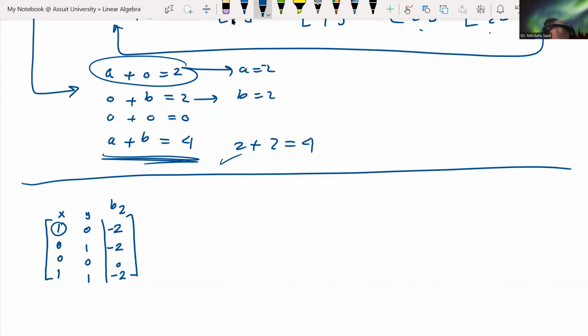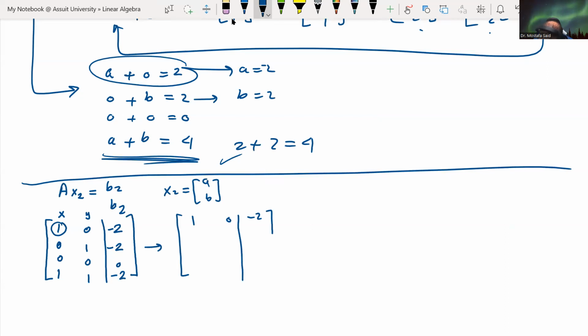So this is basically A times x2 this time equal to b2. X2 again equal to a and b. Some people usually use x1 and x2, but we'd confuse that with the names of the vectors, so let's call it a and b. Let's see if we can do Gaussian elimination here. It's very simple again. So 1, 0, minus 2; 0, 1, minus 2; 0, 0, 0. No problem.